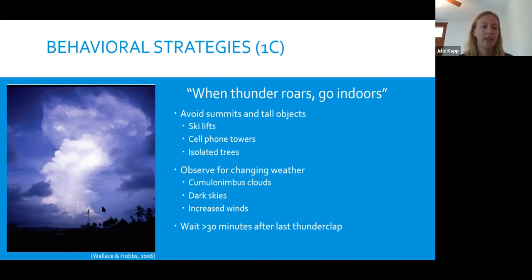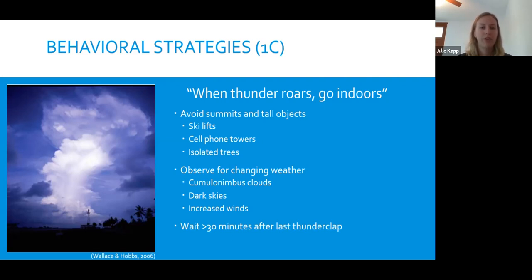This picture is a very dramatic example of it, but three things you want to look for are cumulonimbus clouds, which form vertically and then spread out more at the top, so it's more of an anvil shape. The skies will also darken and you could feel increased winds as well. It's also recommended that people wait at least 30 minutes after hearing the last thunderclap to resume outdoor activity, because 30 minutes should allow a proper buffer zone for the storm to be about 10 miles away.